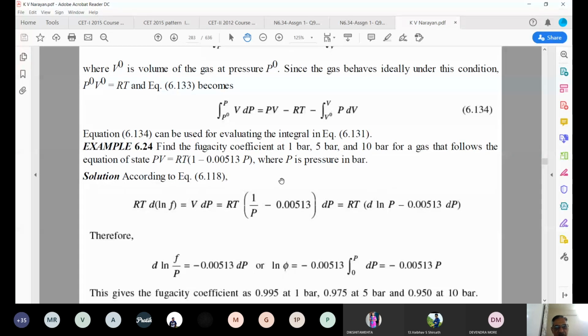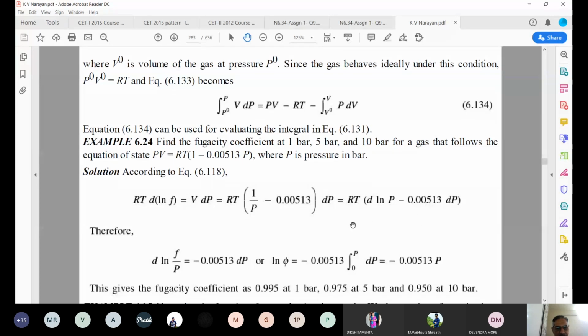So if we take the equation we saw earlier, RT d ln f is equal to V dP, right? Now substitute for V, which is RT by P into bracket 1 minus 0.00513 P. Taking P inside, you get RT times 1 upon P minus 0.00513 dP, right? So it is RT, 1 upon P dP is d ln P, minus 0.00513 dP.